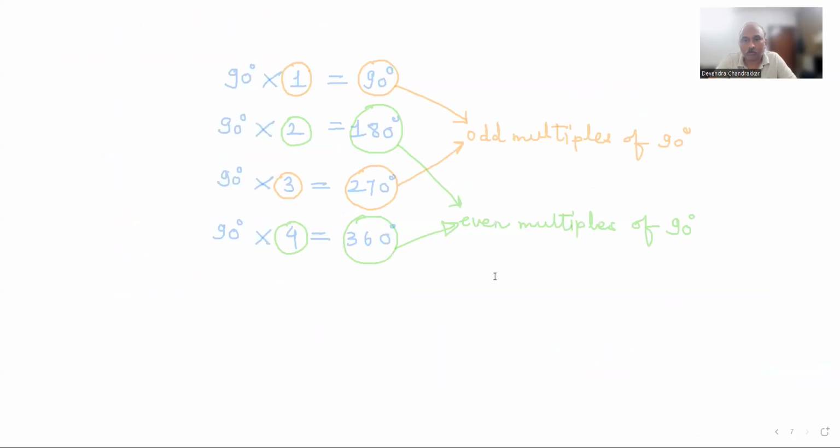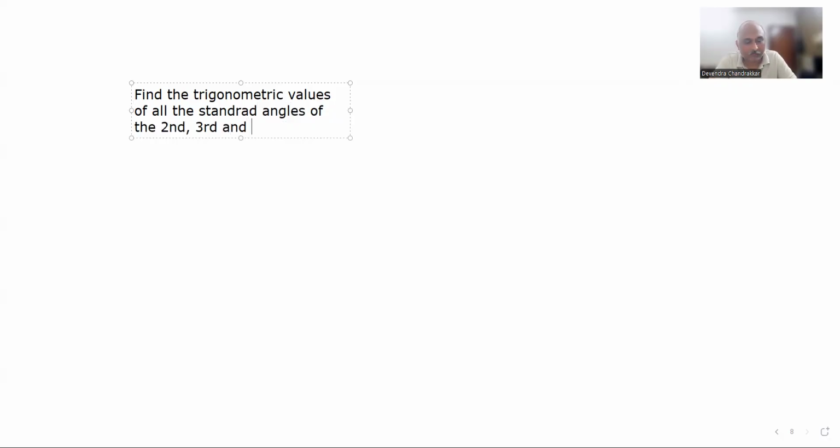Homework for all of you is, please find the trigonometric values, that is sine, cos, and tan, of all the standard angles of the second, third, and fourth quadrants. Find the trigonometric values of all the standard angles of the second, third, and fourth quadrants.